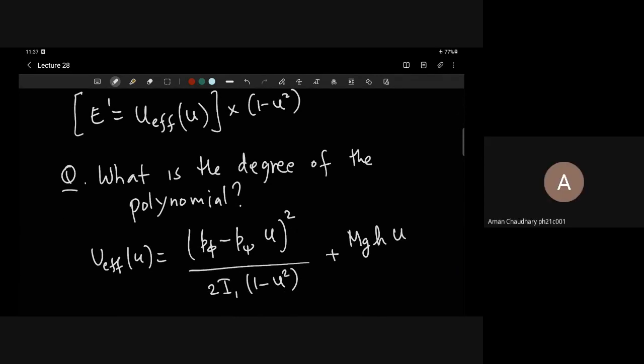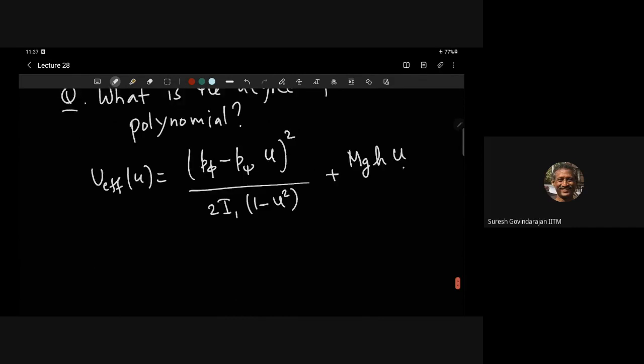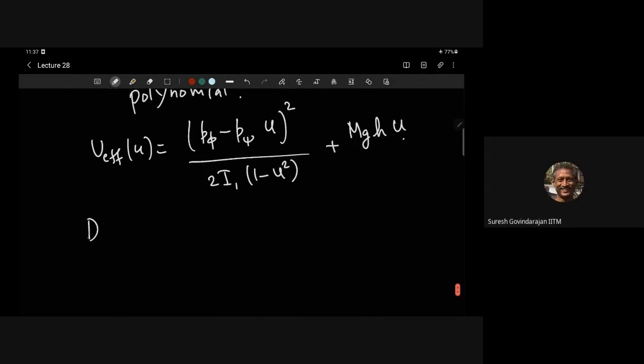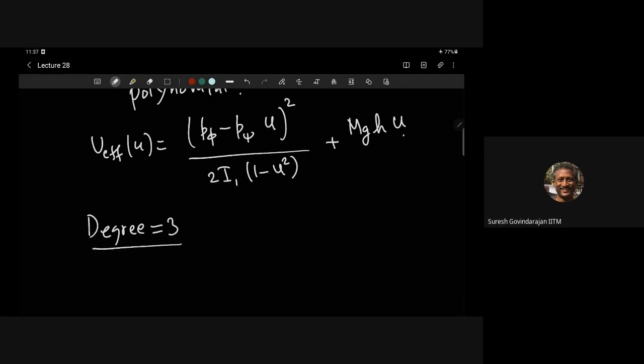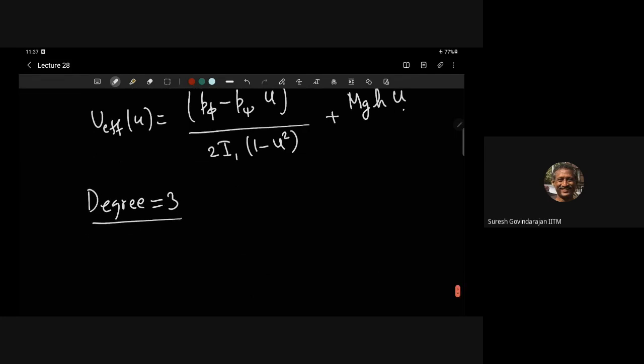Somebody? 2? 2? 3? No, 3, because there's a u already here. You multiplied by 1 minus u squared. Okay, so degree equal to 3. And one thing we know about degree 3 polynomials is that it implies it has at least one real root. It can have 3.